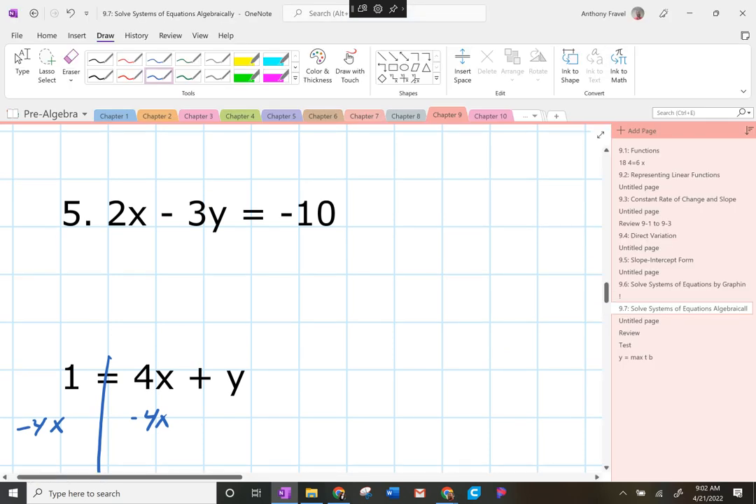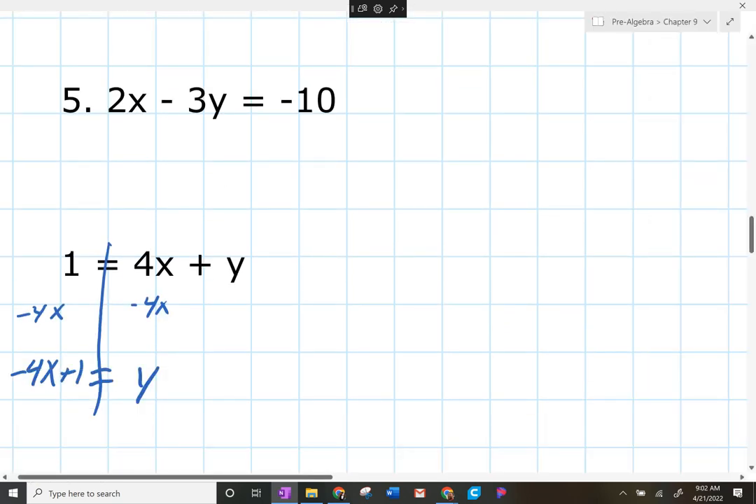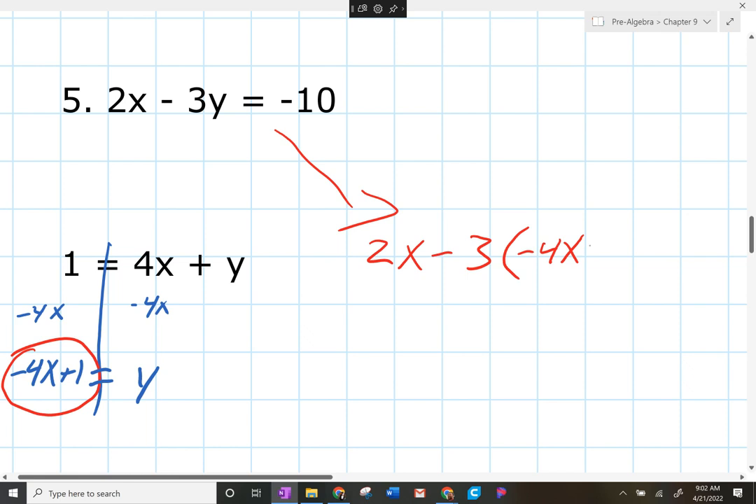What I can do, and here's where it kind of breaks people's brains a little bit, is take this equation up here and rewrite it with this whole entire thing whenever I see the letter y. So I get 2x minus 3, and then instead of writing y, I'm going to write that whole entire thing, negative 4x plus 1, equals negative 10. I will solve the rest of this tomorrow, but when I get to substituting, I substitute that whole value in.